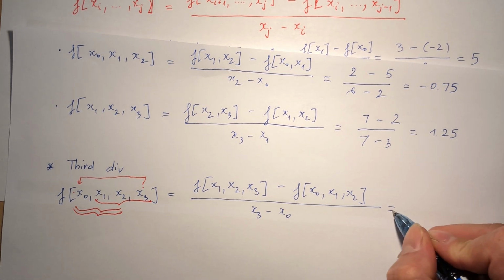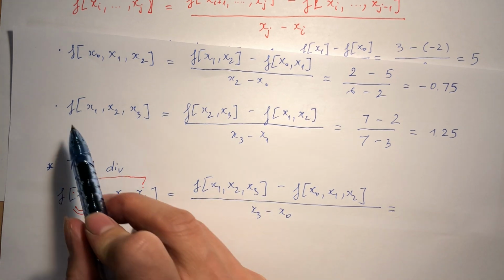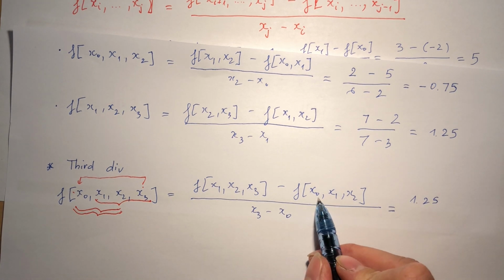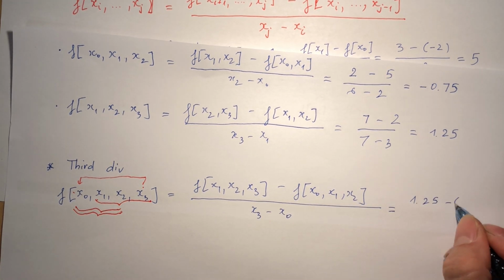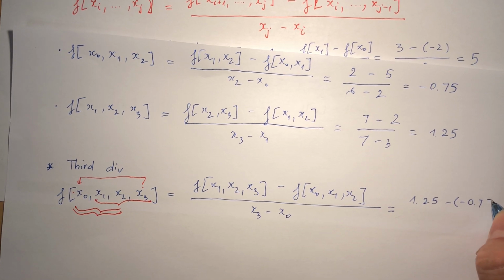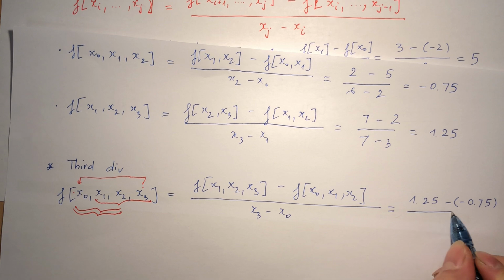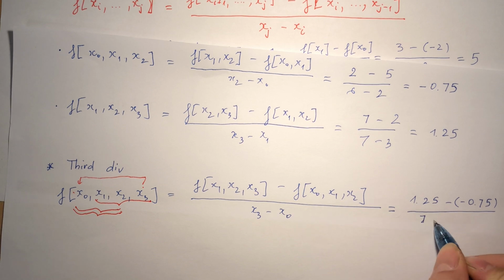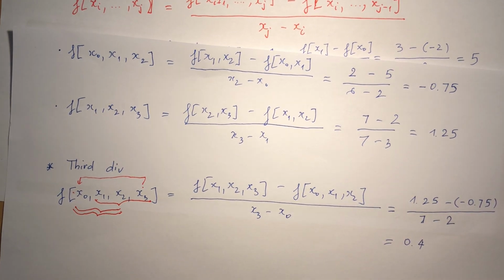So f[x1, x2, x3], computed here, is 1.25. f[x0, x1, x2] is minus 0.75, divided by x3, 7, minus x1, 3. So this one gives the answer 0.4. Right. So we got the first derivative, second derivative, third derivative.